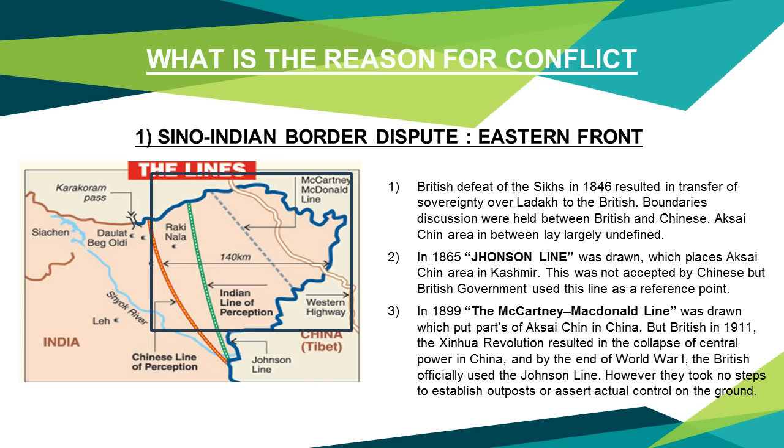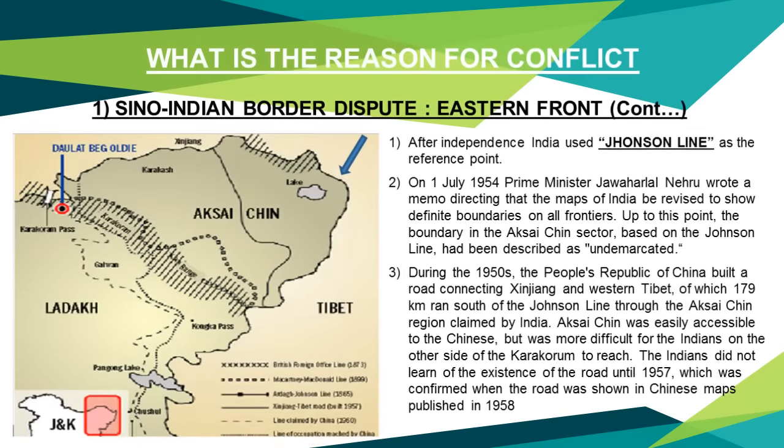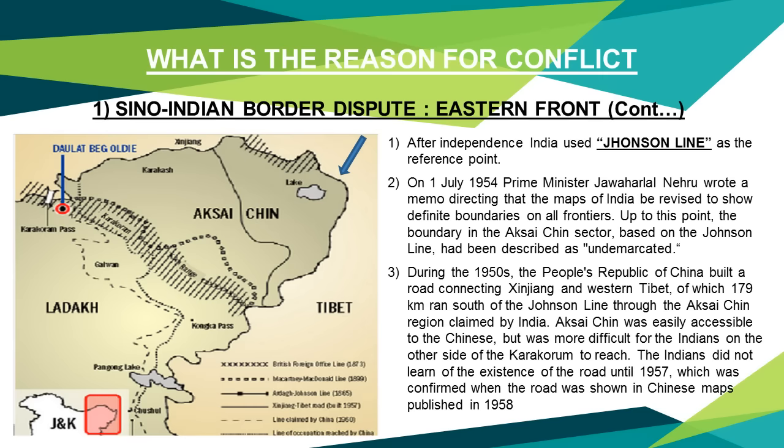However, they took no step to establish outposts or to assert control on the ground, as the land was practically useless, being situated at such altitude. In the map we have given here, you can see the Johnson Line in deep blue, and the McCartney-MacDonald Line in the dotted blue line. After independence, India used the Johnson Line as its reference point.